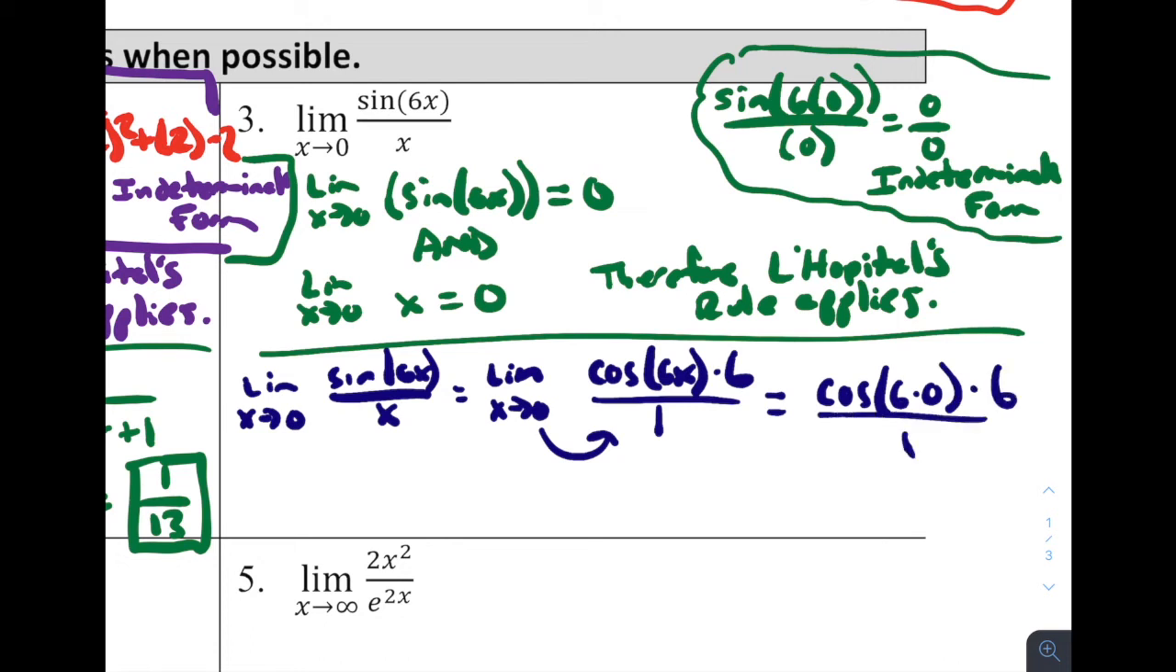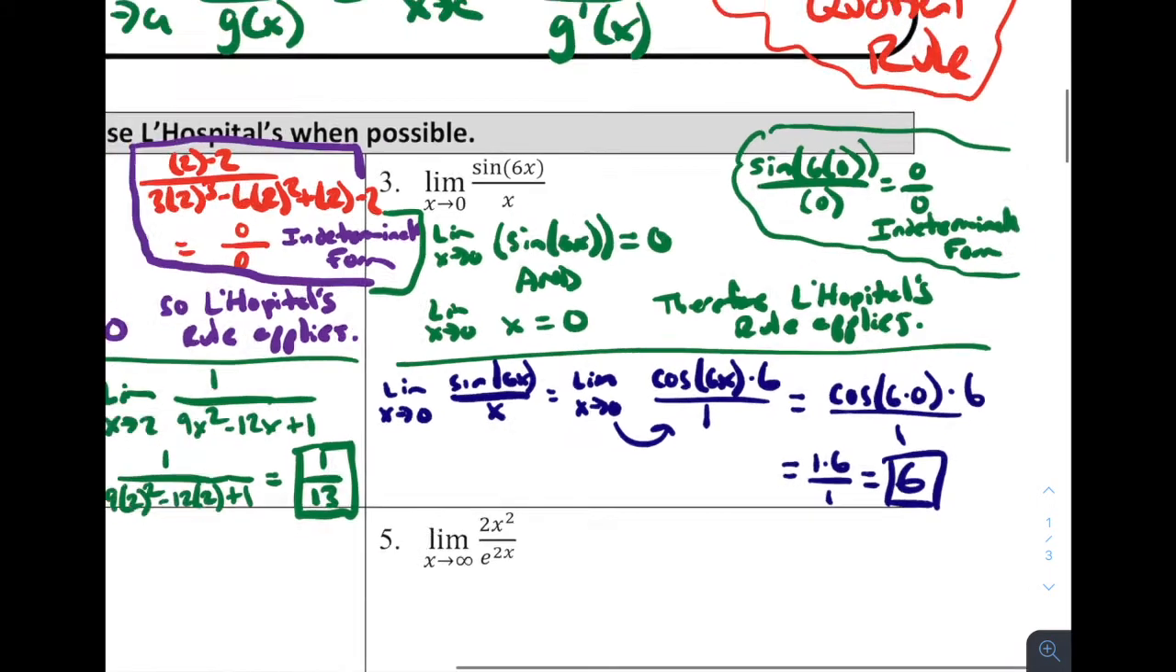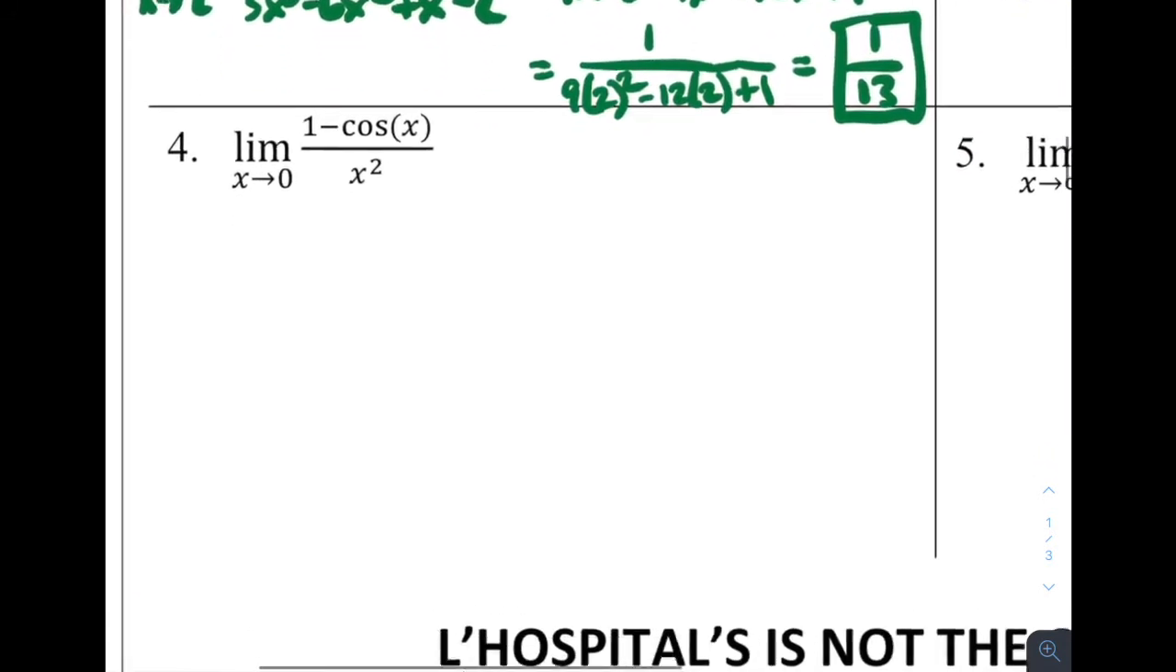Cosine of 0 from our unit circle is 1. So this is going to be 1 times 6 over 1, which is just 6. And that is going to be my answer for this problem. I know that I'm done in this because I got an actual numerical answer. Sometimes when you do these, you get another indeterminate form, which would be an indicator to keep going in this problem. And we'll see an example of that next in problem number 4. Great, let's check it out.